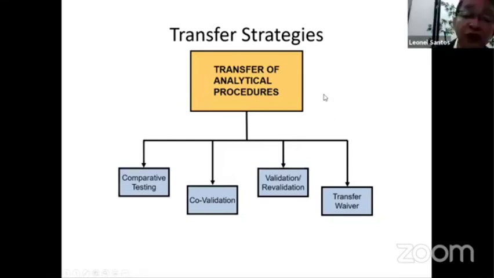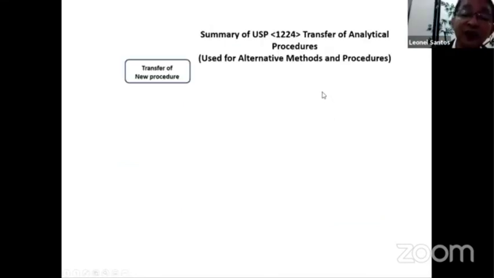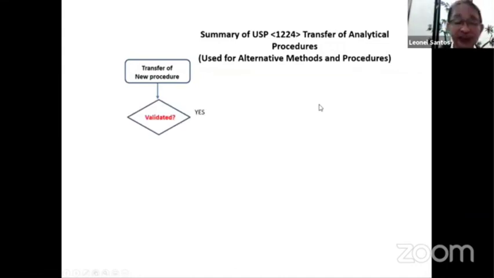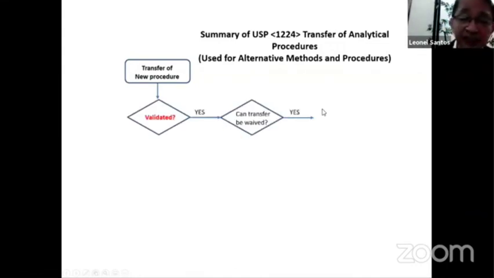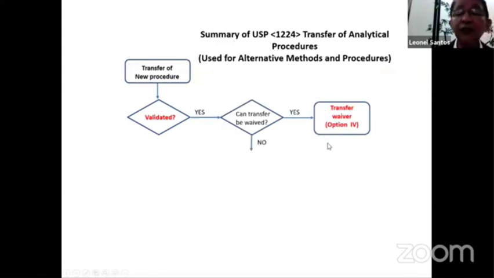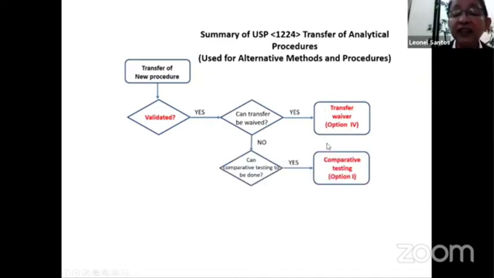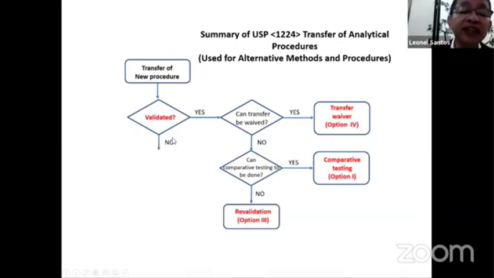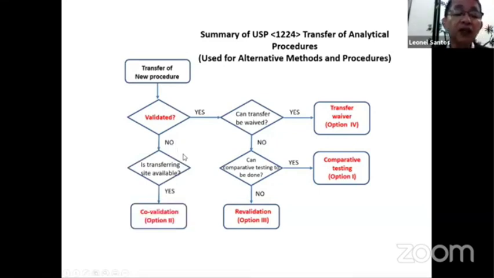I mentioned there are 4 of them. So it all depends on whether they are validated or not. You've seen this slide earlier that a transfer waiver can be done, a revalidation, or a comparative testing. If it is not validated, you can do a co-validation with the transferring unit.